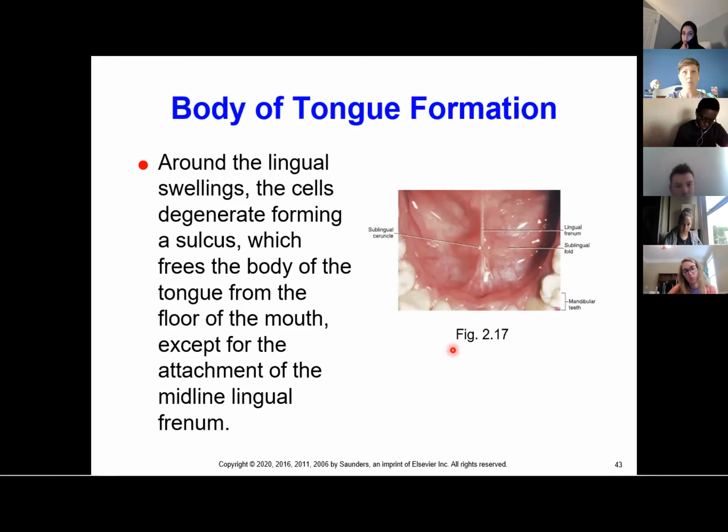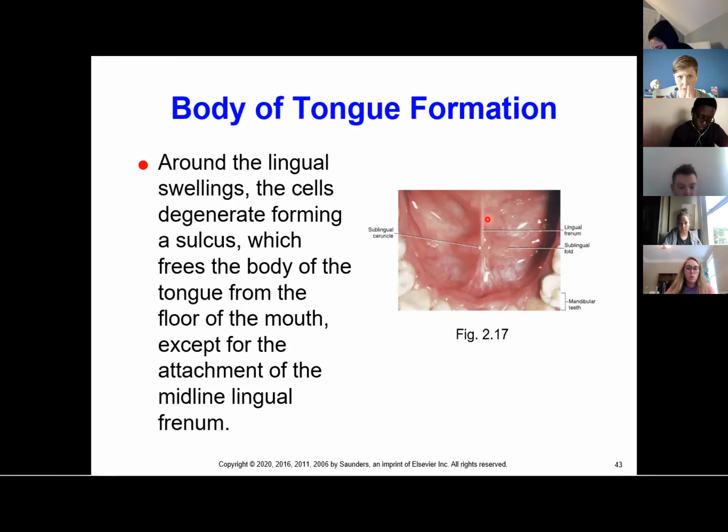Let's see. Around the lingual swellings, the cells degenerate, forming a sulcus, which frees the body of the tongue from the floor of the mouth, except for the tiny little attachment, which is the lingual frenum. And that is the little tissue tag that if you put your tongue on the roof of your mouth, you'll be able to see, right? So that's your lingual frenum.